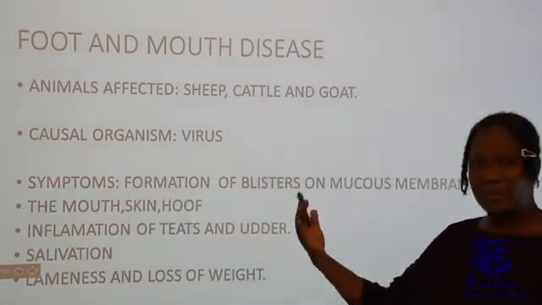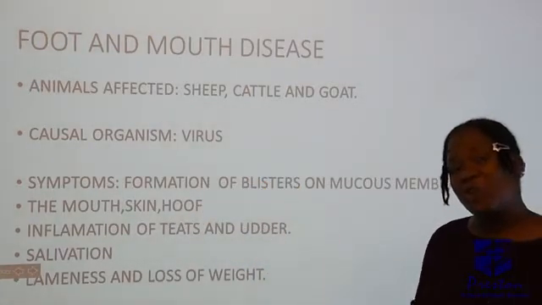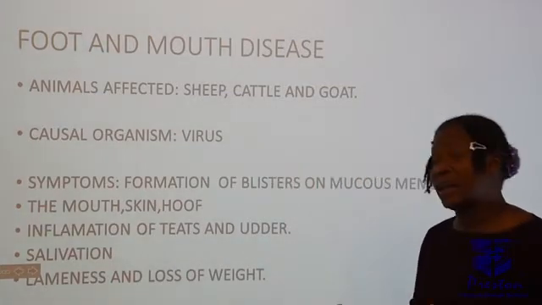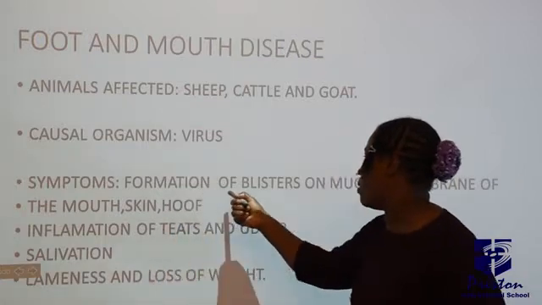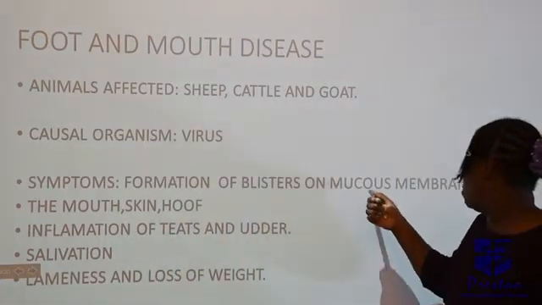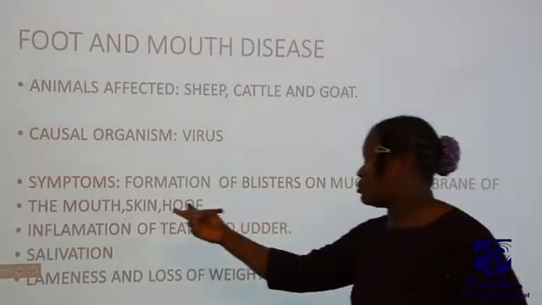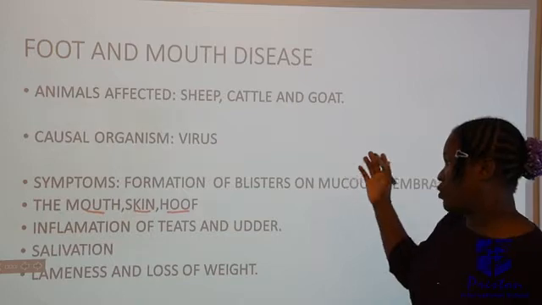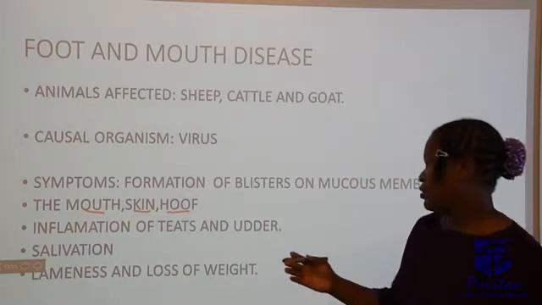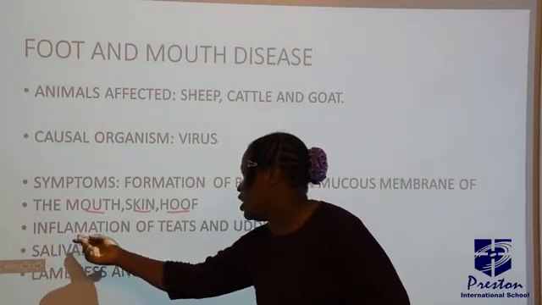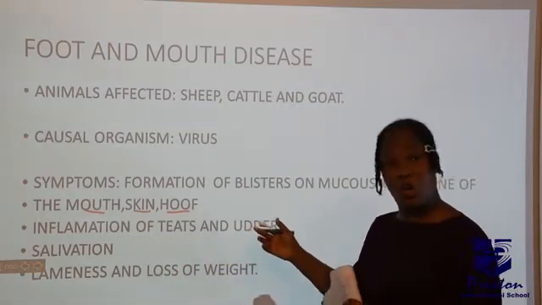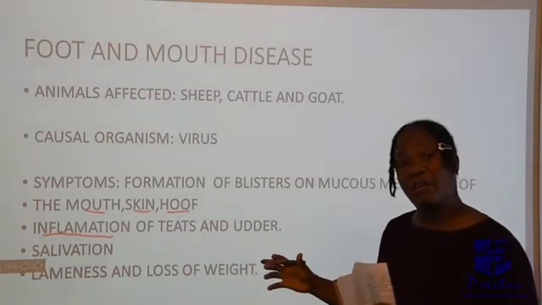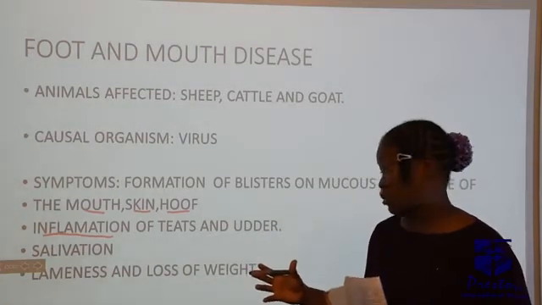Now, let's look at the symptoms. Those things that you're going to see or notice as a farmer that foot and mouth disease is actually a problem with your animal. The first one is formation of blisters on the mucous membrane of the mouth, the skin, and the hoof of the ruminant animals. The next symptom is inflammation of the teats and udder. The udder will be swollen, reddish, and very hot.